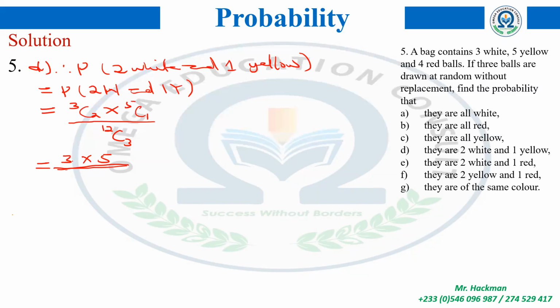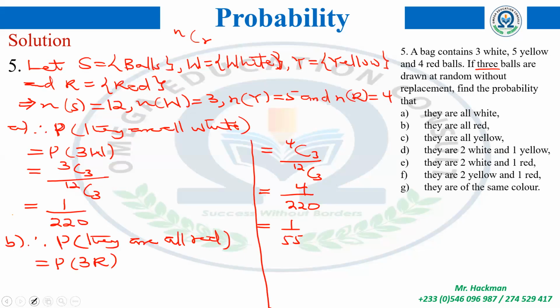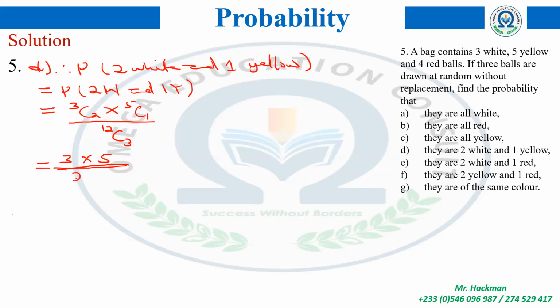So 3 combination 2 will give us 3. 12 combination 3 will give us 220. Okay, so now simplify this and give me the answer. 3 on 44. Okay, so 3 on 44. Please, do you agree?